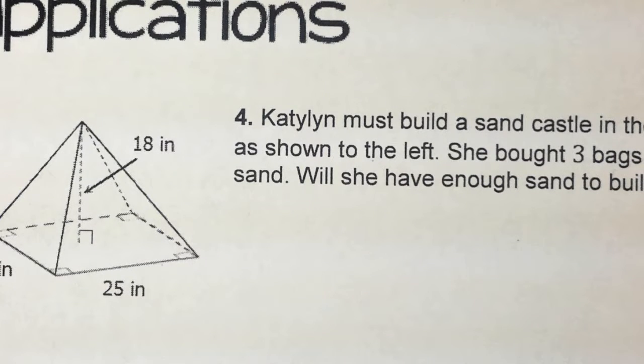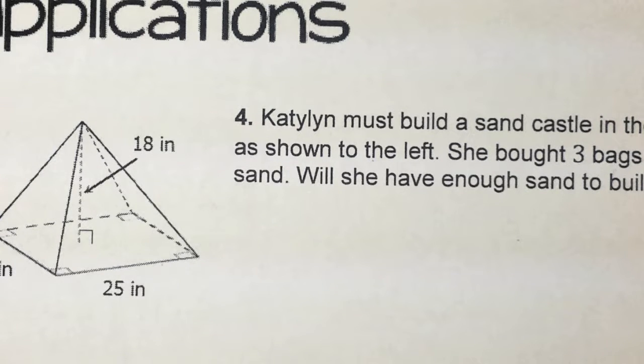Matt said find the volume of the castle, and then, but you said subtract, bro. That's wrong. Can you let me finish? Matt said find the volume of the castle, then find the volume of all 3 bags together, which would be 3 times 1,200. Or he said add them, 1,200, 3 times. Either way. And then compare those 2 numbers. If you have enough sand, then you're good.